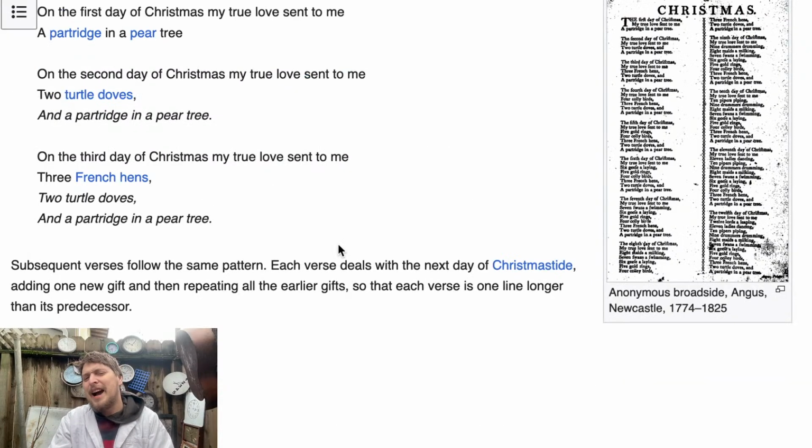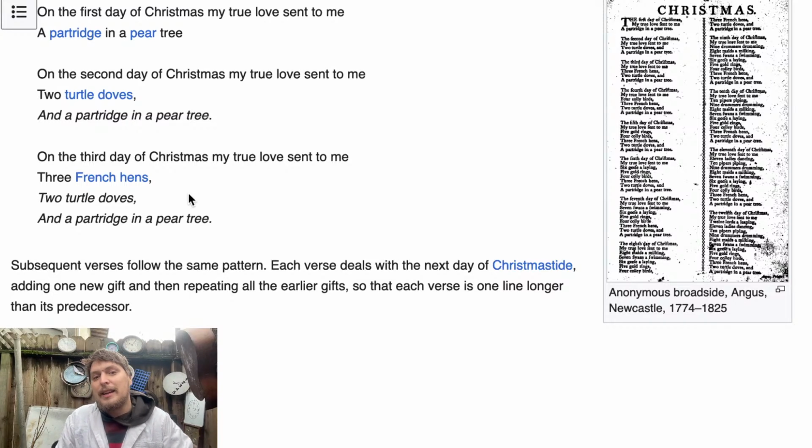Now, if we add those up and say how many partridges and pear trees have you gotten total, then it's going to start looking like triangular numbers. On day 2, I've gotten 2 partridges. On day 3, I've gotten 3. And 2 of these and 3 of these. Anyway, we can see triangular numbers here.